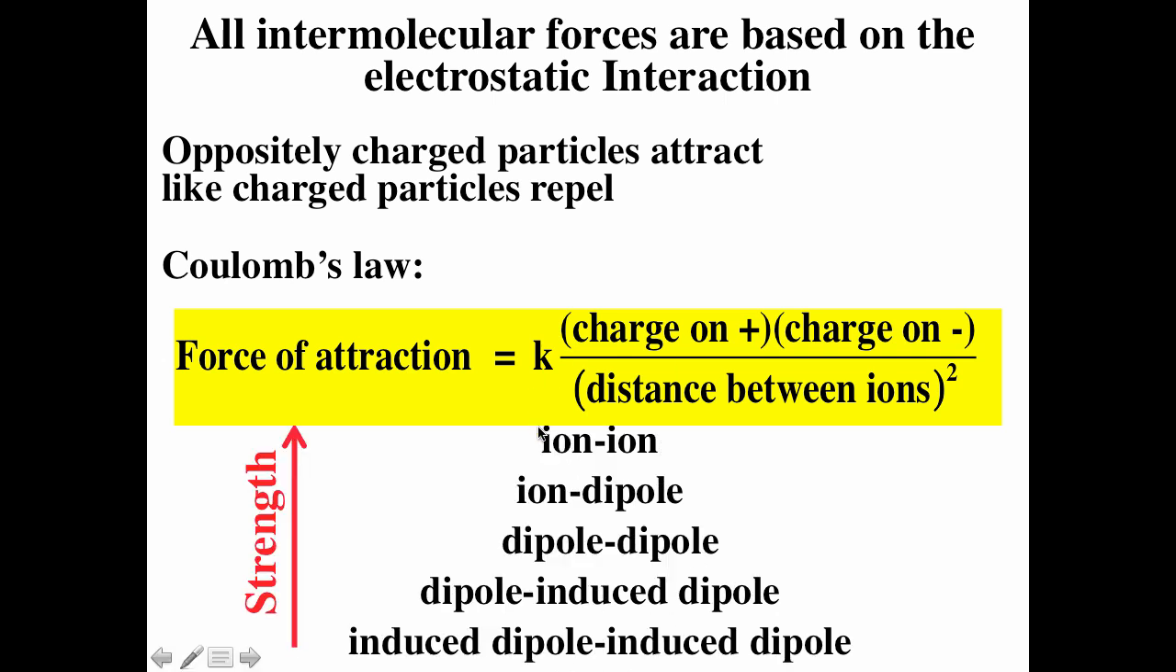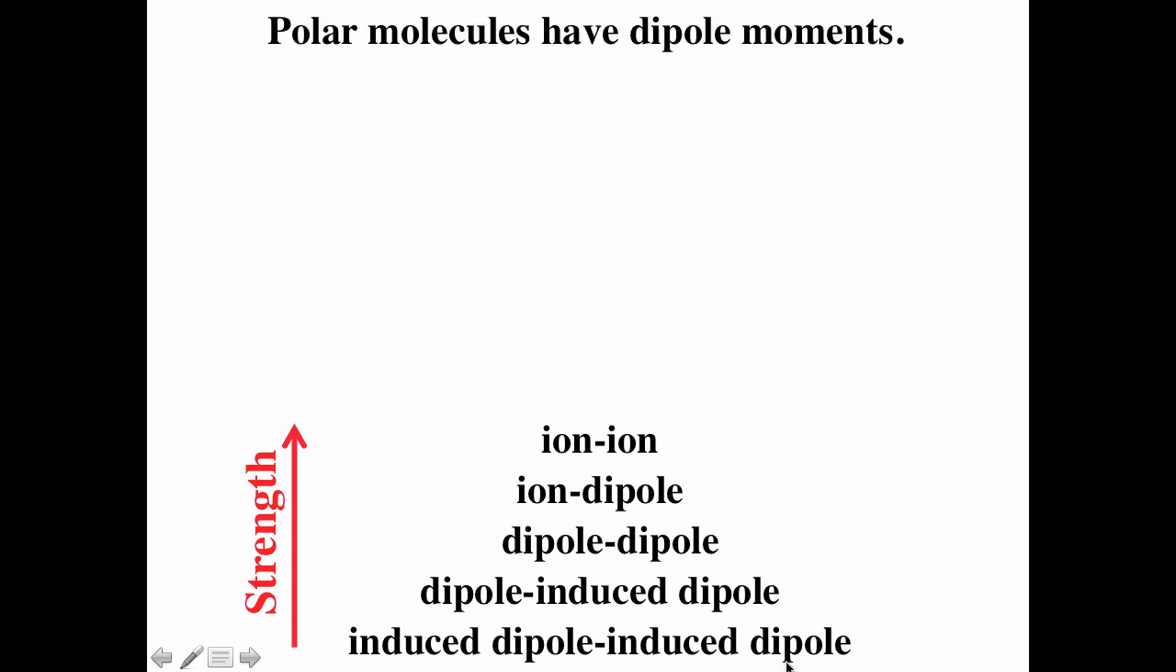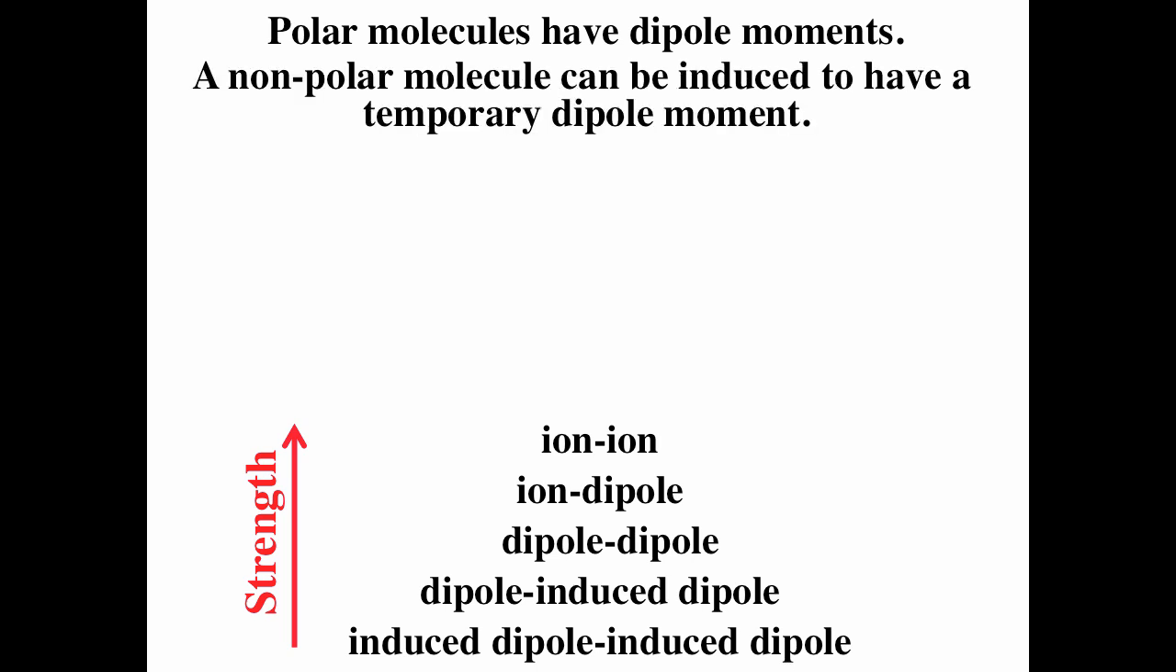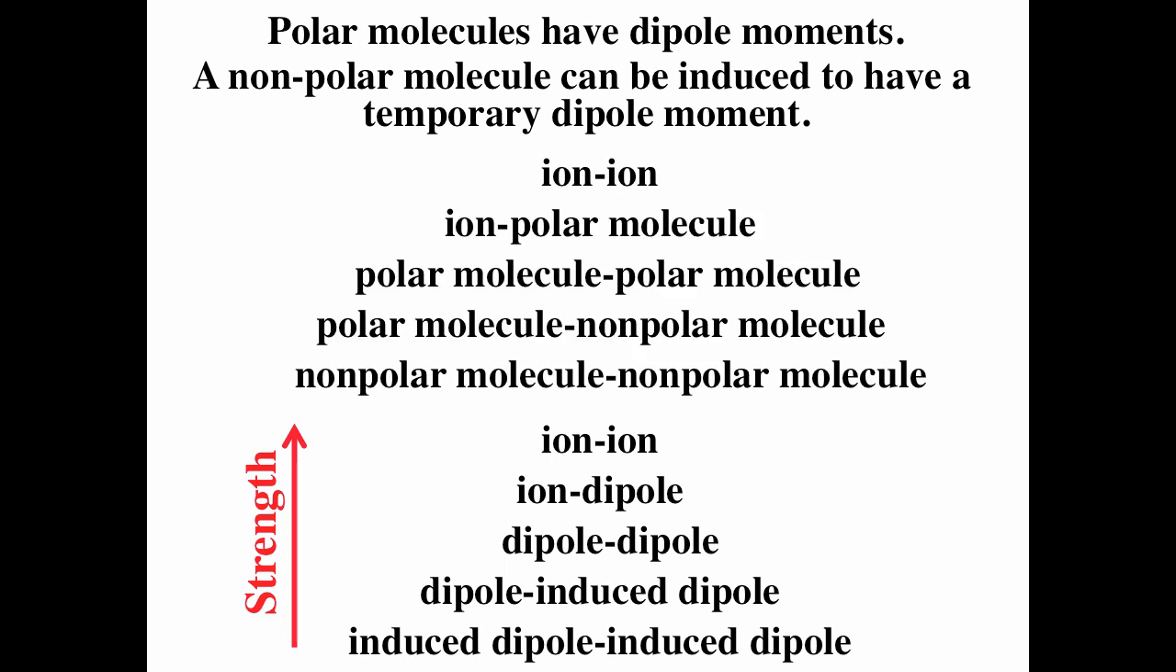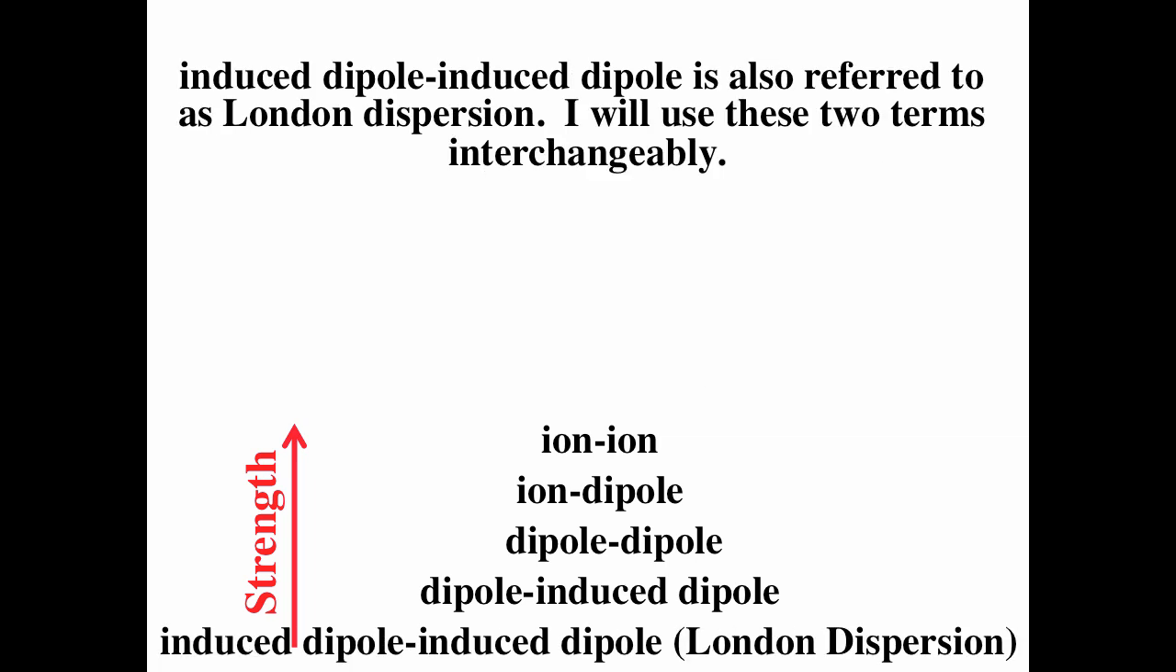And so if we characterize the intermolecular forces as ion-ion, ion-dipole, dipole-dipole, dipole-induced dipole, induced dipole-induced dipole, we can actually look at the relative strengths. And so when we say dipole, think about a polar molecule. Polar molecules have dipole moments. When you say non-polar molecules, you can induce a dipole moment. And so when you see induced dipole, think about non-polar molecule. But even polar molecules will have induced dipole-induced dipole interactions. Now, induced dipole is also referred to as London dispersion. I'll use those two terms interchangeably.